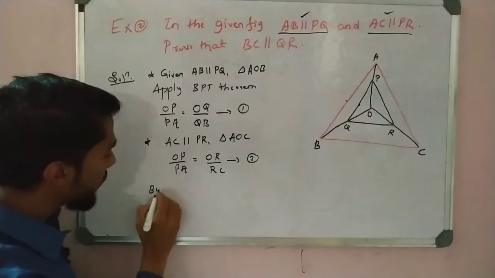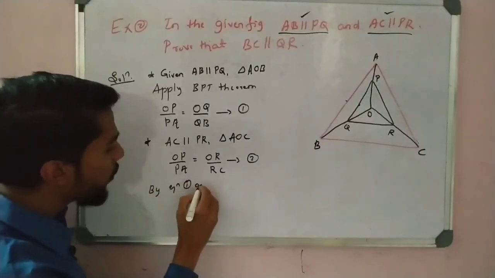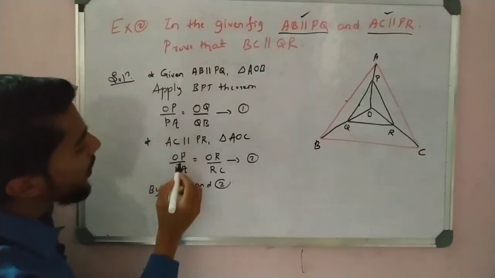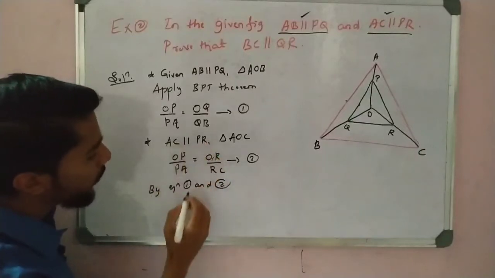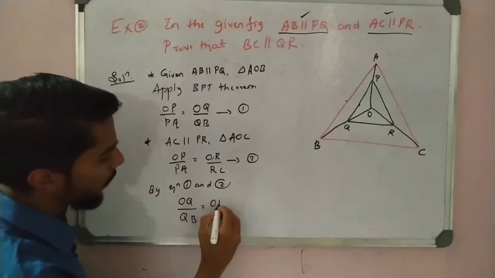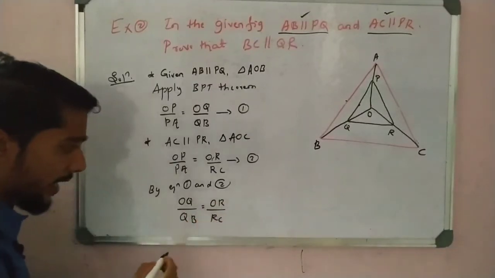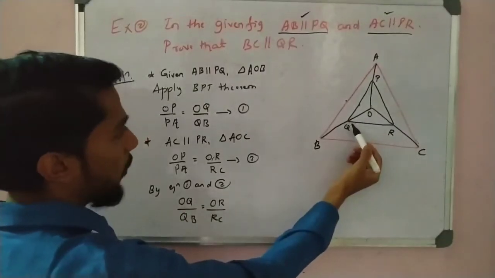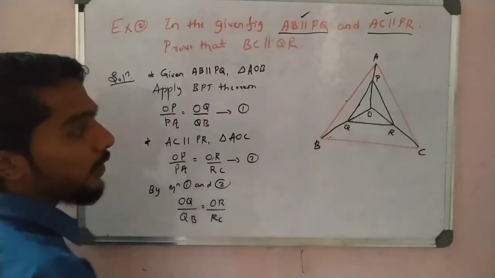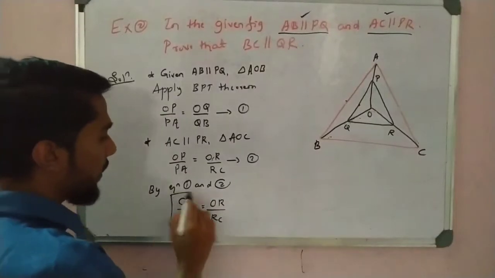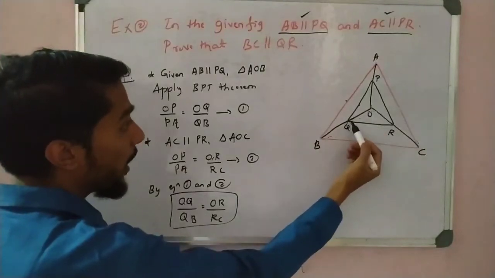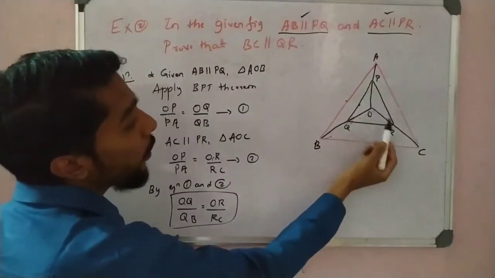So by equation 1 and 2, comparing 1 and 2, you observe that OP by PA is also equal to, on this side, OQ by QB is equal to OR by RC. Check in the diagram: OQ, QB, OR, RC. This equation says that OQ and QB are in equal ratio with OR and RC.